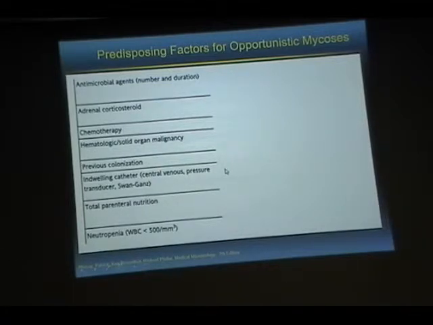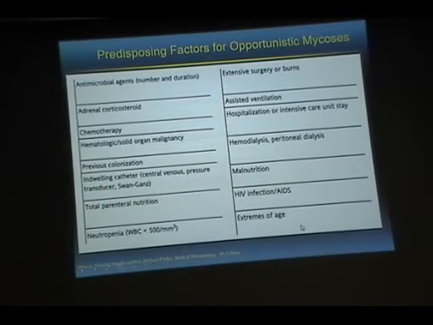And generally neutropenia, or a WBC count less than 500 per cubic millimeter, is considered to be a very big factor for opportunistic mycosis, and this happens during chemotherapy and corticosteroid therapy, and also during immunosuppressive infections such as HIV infections. Okay, so these can lead to opportunistic mycosis.